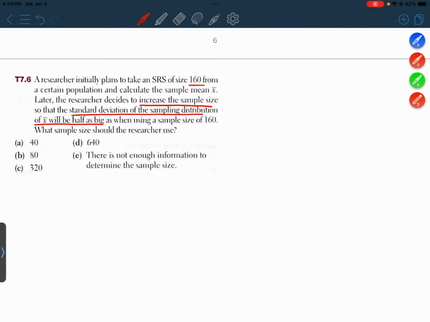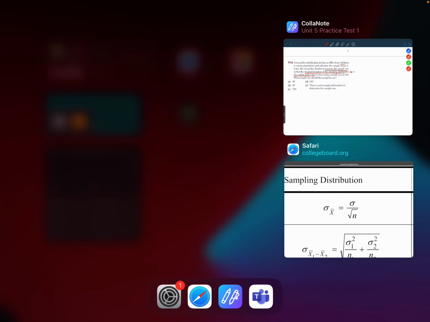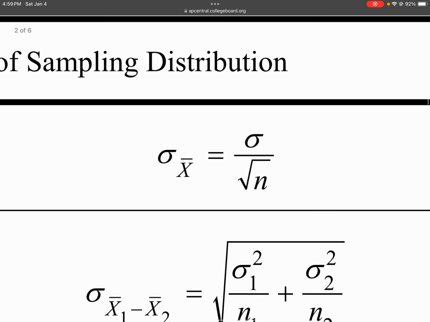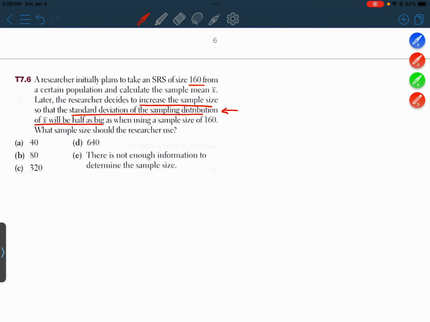All right, so this question is focused on the standard deviation of the sampling distribution of x bar, which, when we refer to our formula sheet, we see that here's how you calculate that standard deviation. Okay, so it's sigma divided by root n. Sigma represents the population standard deviation, n represents the sample size.